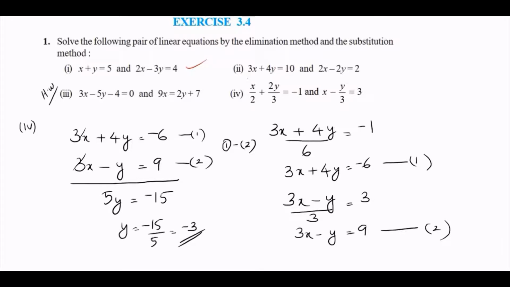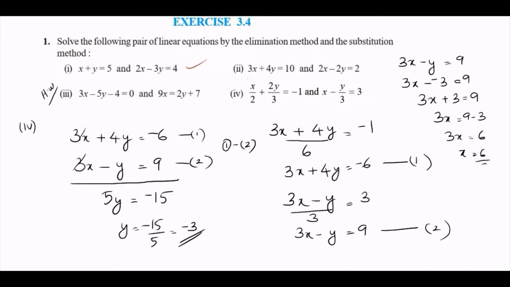Now we have to substitute this y value in any one of the original equations and find out the x value. So let's take 3x minus y is equal to 9, the second equation, and substitute the value of y. So 3x minus minus 3 is equal to 9. So 3x plus 3 is equal to 9. So 3x is equal to 9 minus 3. That is 3x is equal to 6. So x is equal to 6 by 3, that is equal to 2. So you have got the x value as 2 and y value as minus 3.